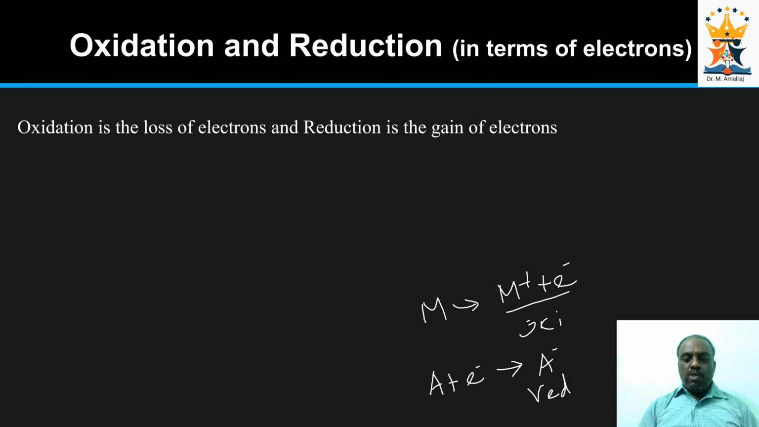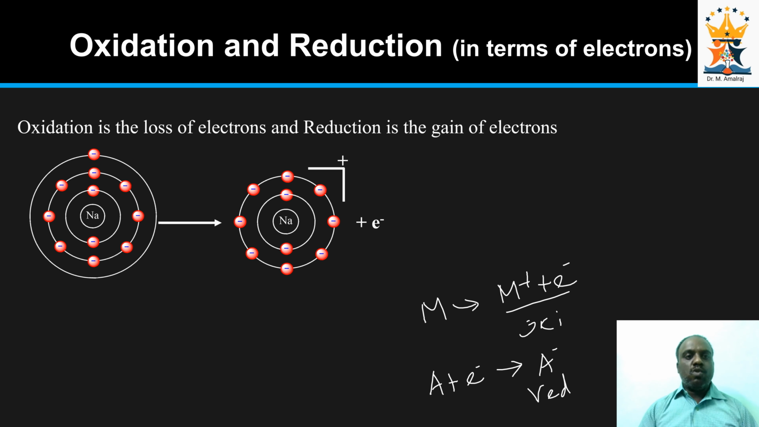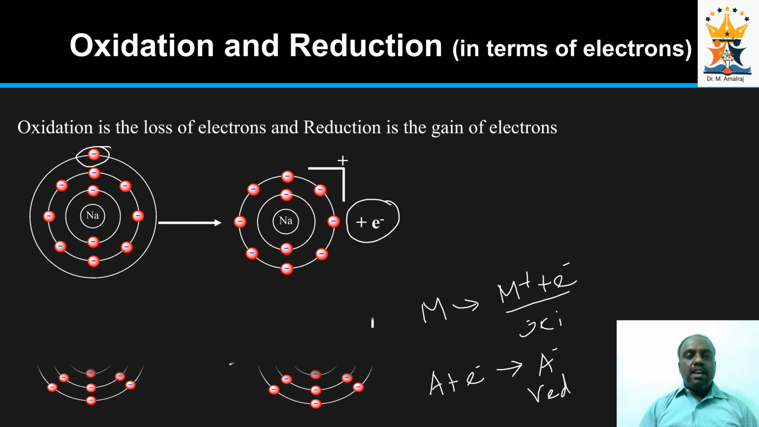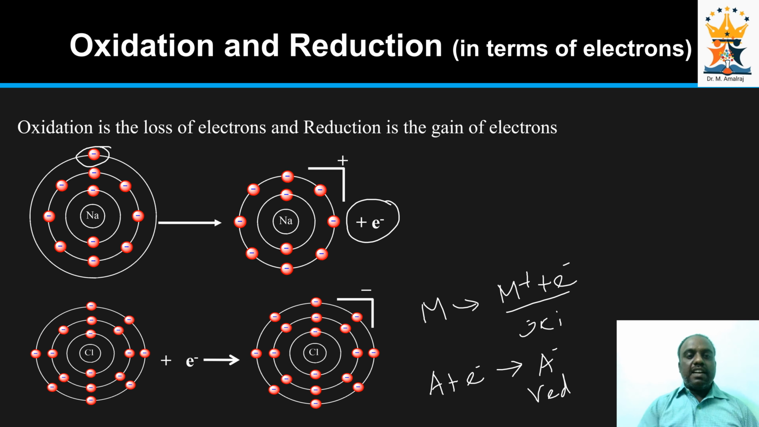Let us see one more example. For instance, the formation of sodium ion from sodium atom. In this case, the valence electron is lost by the sodium atom, and hence this process is oxidation. See, the loss of electron, hence it is oxidation. On the other hand, the chlorine atom gains an electron to become Cl minus, which is nothing but reduction.